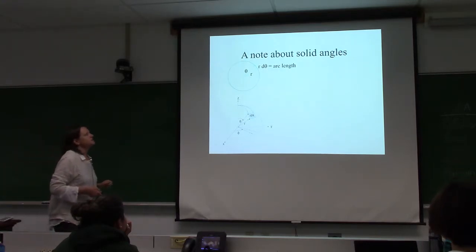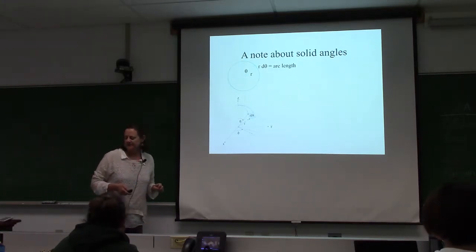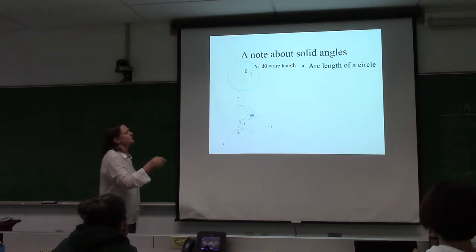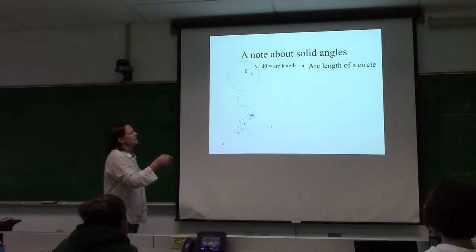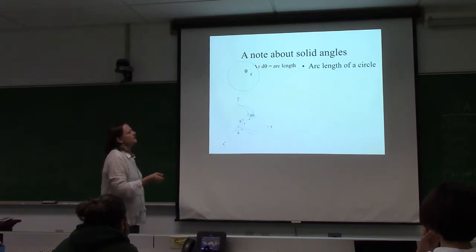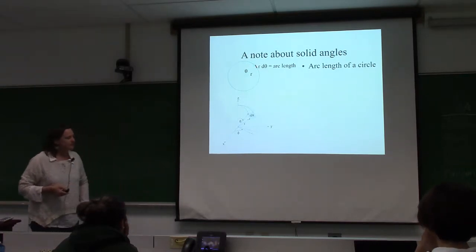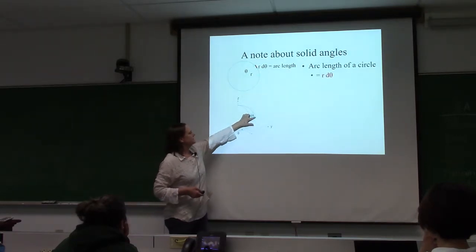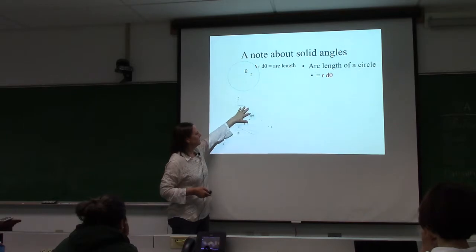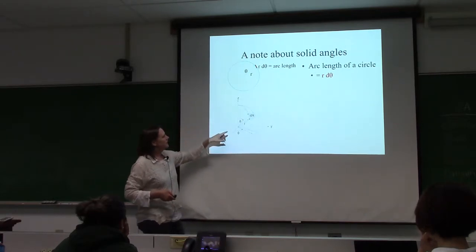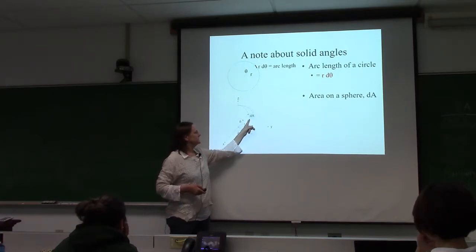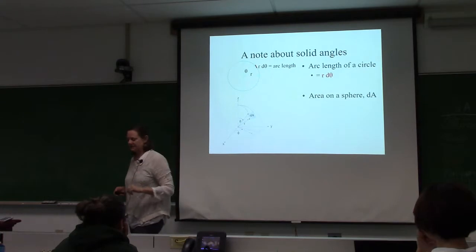So a note about solid angles. I always have to rethink about this every time. So if we think about a circle, and we have some arc length, so it has a radius of r, and we've got some angle in here, that's some theta angle, then the arc length is r d theta, right? So now if we put this on a sphere, we can say that this area of the surface of that sphere is dA, right? It's going to be some distance here times some distance here, and that will give us that surface area.